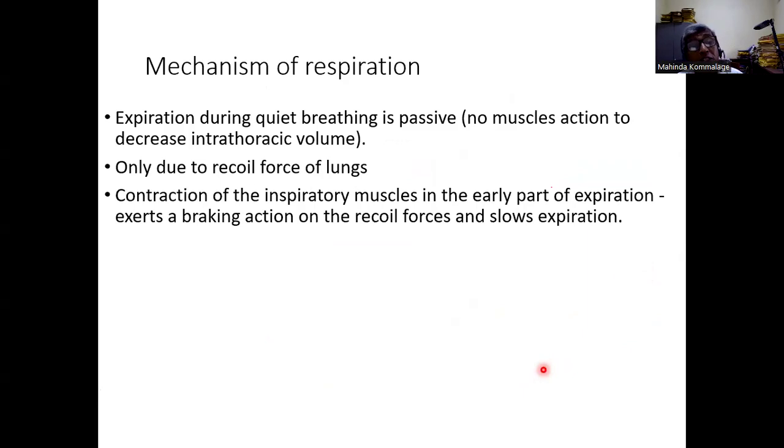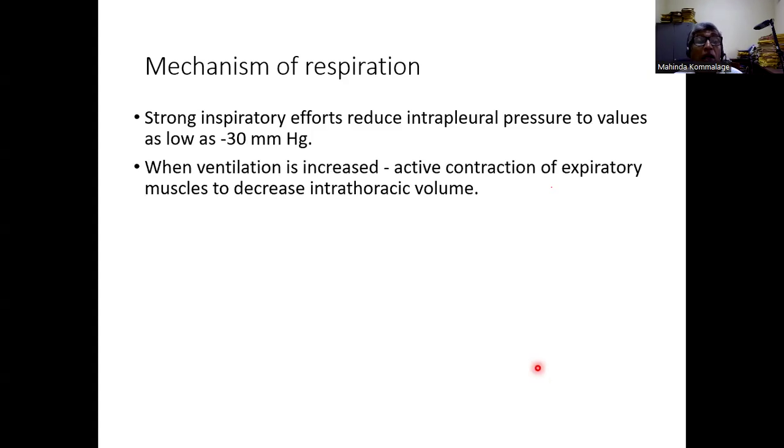Right. So expiration during quiet breathing is a passive process. As I mentioned, no muscle action required. Recoil pressure of the lungs will do the job. Very short contraction of inspiratory muscle also occurs at the beginning of expiration, just to prevent quick collapse of the lung, so a quick pause of the recoil of the lung. Even we mention it as a -6 value.